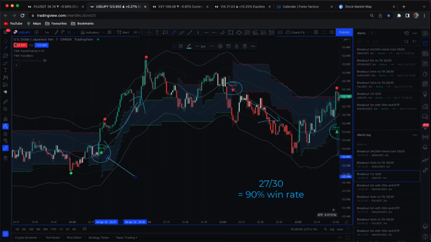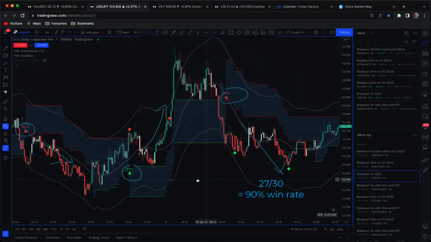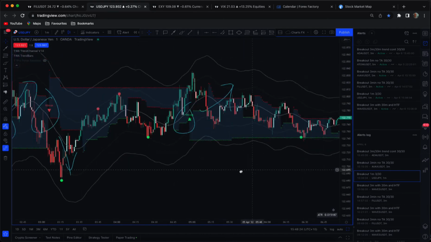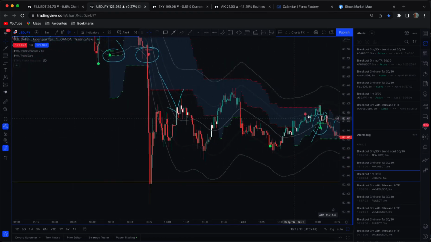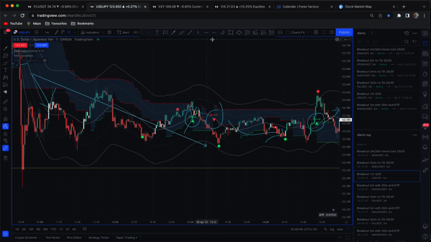27 out of 30. Think about that. And look at how extended some of these moves are. Okay, some of them are a little bit short-lived, and some of the others we gain a lot more ground with them. These really pay off. I mean, look how extended this trade is. Kept going. All right, here's our first losing trade.